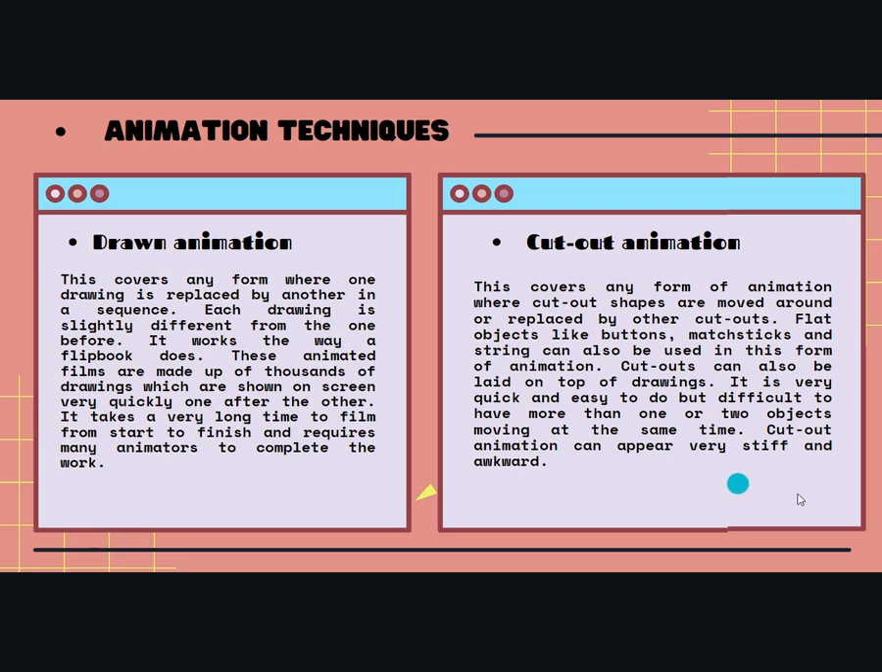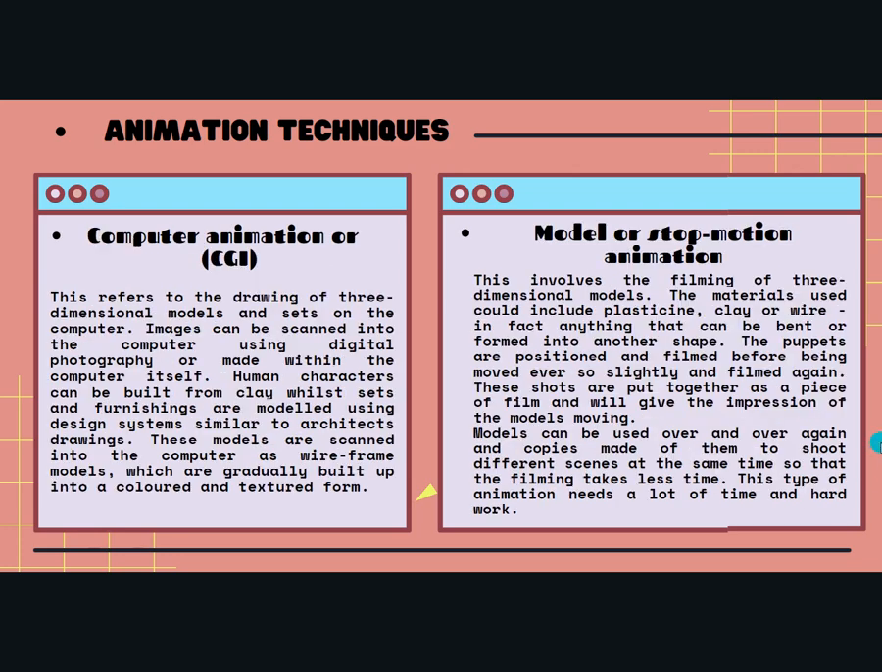So the third one is computer animation, or computer generated imagery. This refers to the drawing of three-dimensional models and sets on the computer. Images can be scanned into the computer using digital photography or made within the computer itself.